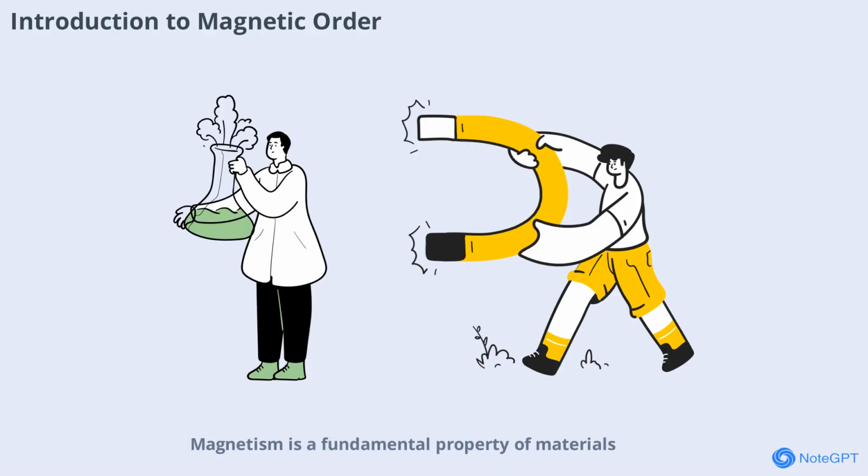Magnetism is a fundamental property of materials, arising from the behavior of atomic spins. In solids, these spins interact in various ways, leading to distinct magnetic phases. Understanding these phases is crucial for both scientific research and technological applications. Today, we'll journey through the main types of magnetic order, from simple alignments to complex arrangements, and discover how scientists study them using neutron scattering.